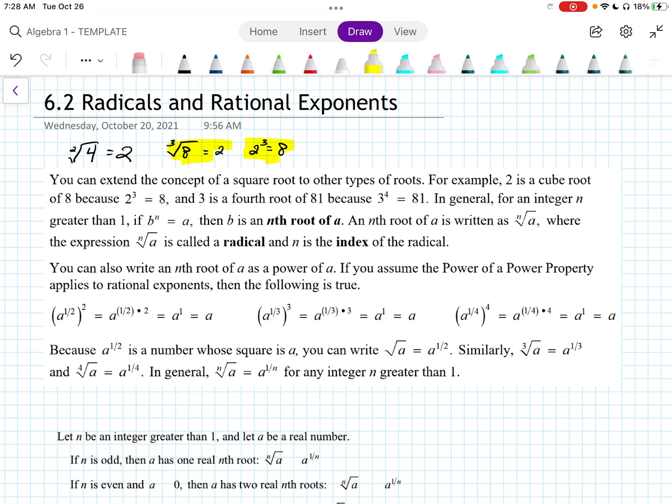What else do we need to know? If we have something like b to the n equals a, that's like saying that 2 cubed equals 8. Then b is the nth root of a, right? You need to get used to saying things like nth root or fifth root, okay? Whenever we have things written as a root, it's called radical form. The other way would be exponential form.